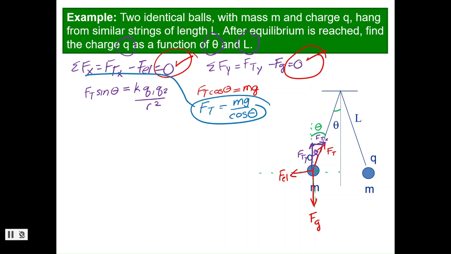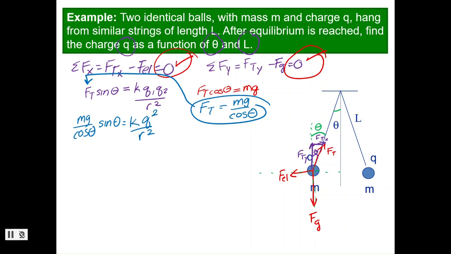And I'm going to come in and sub that over here. So I'm going to get mg over cosine theta times sine theta, don't forget that guy, is equal to k. Now both of these had the same q, so q1 and q2 are both q, so that's just going to be q squared over r squared.